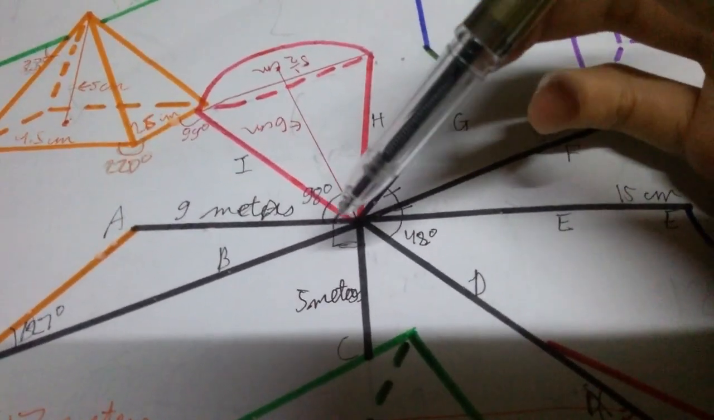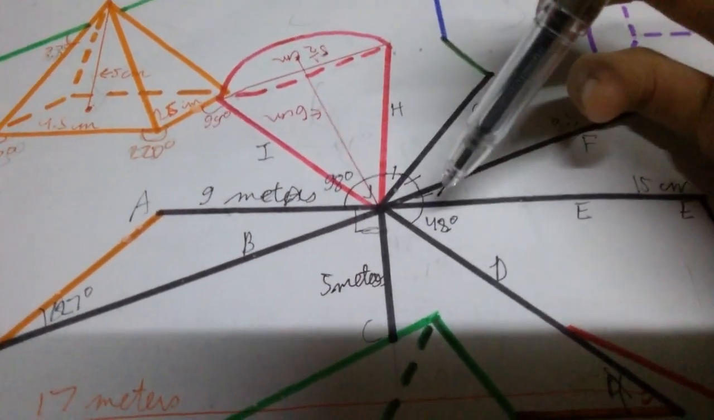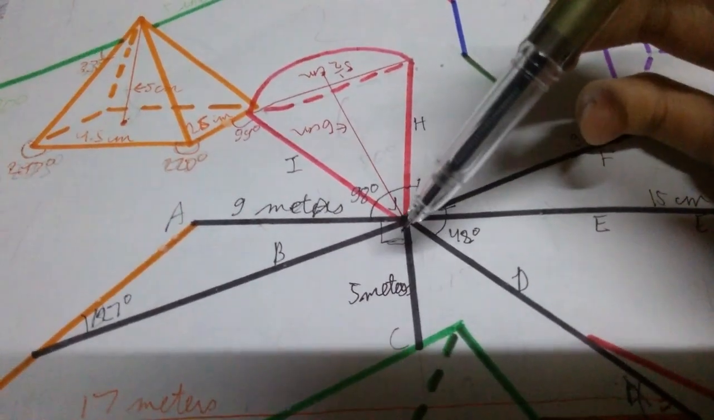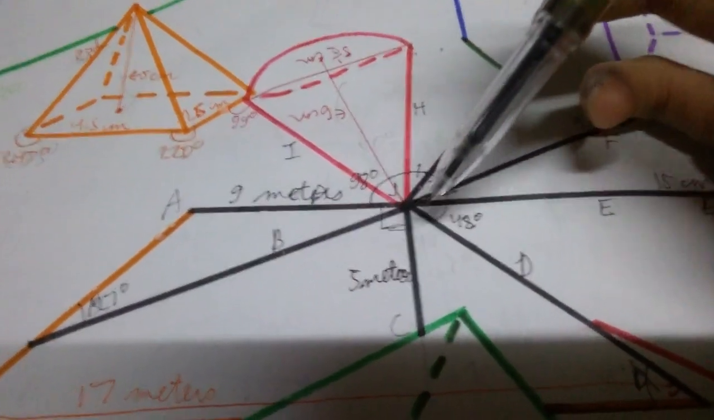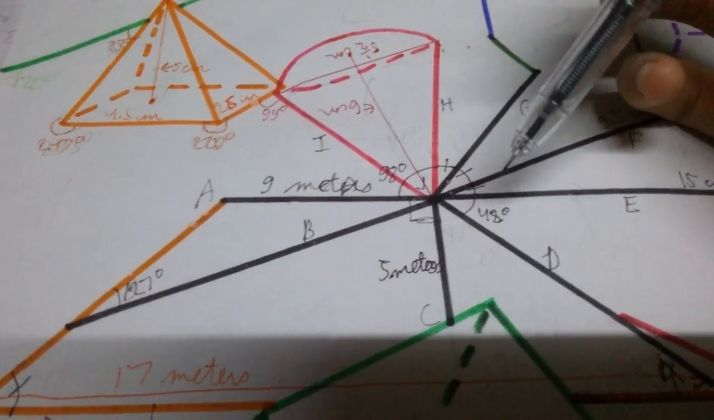First of all, we have this. Look at this. Remember this line? It's a straight angle, right? So this is a straight angle. So we have 90 degrees here, and this is 48 degrees. So what must be the measure here?